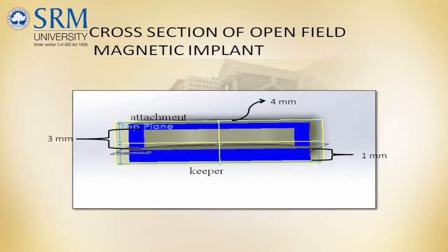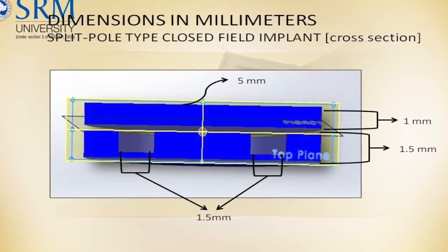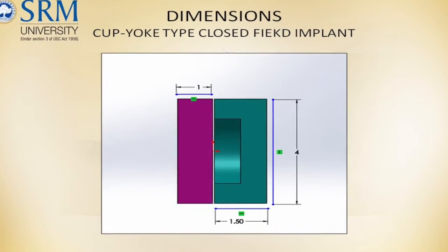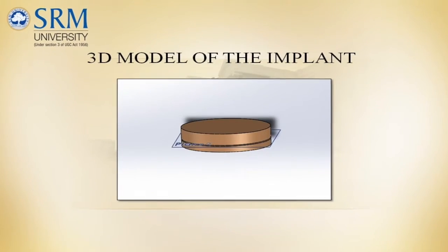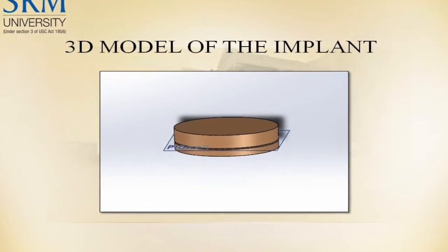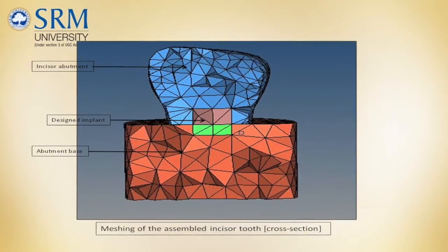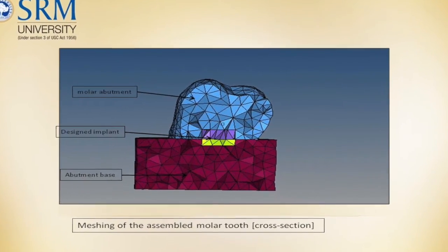Then I took designs of the implants, magnetic implants, and I also performed the 3D modeling of the implants in SolidWorks itself. The third step I did was to combine the designed model of the denture and the designed implant together, and next I meshed the whole model. I did this meshing so as to reduce the stress points of the model.